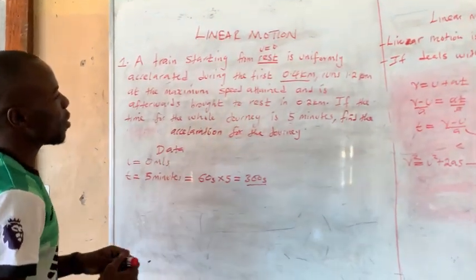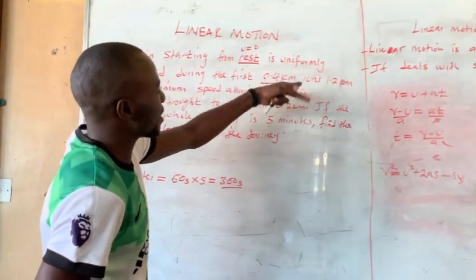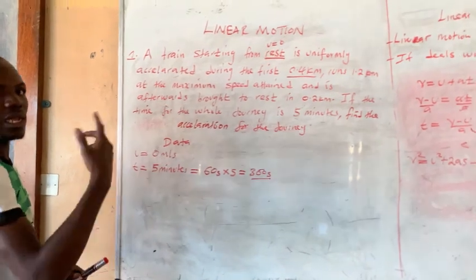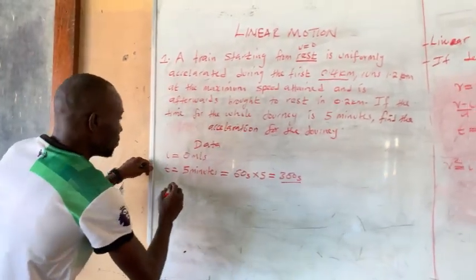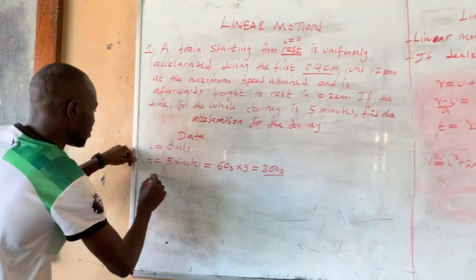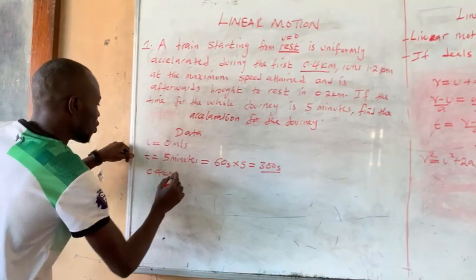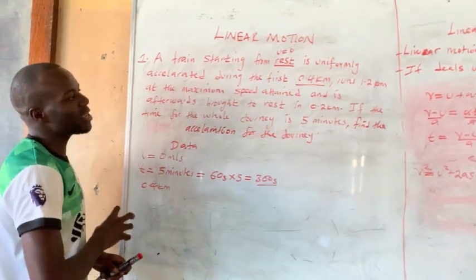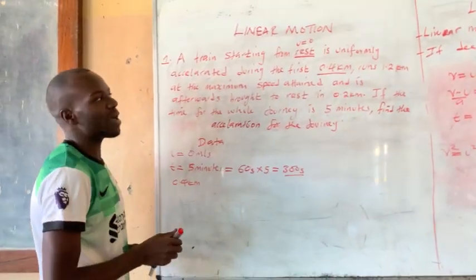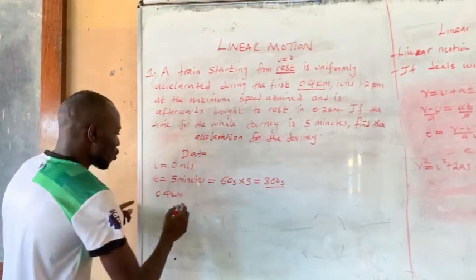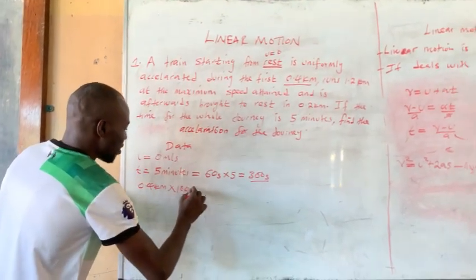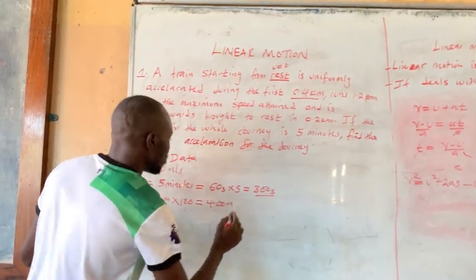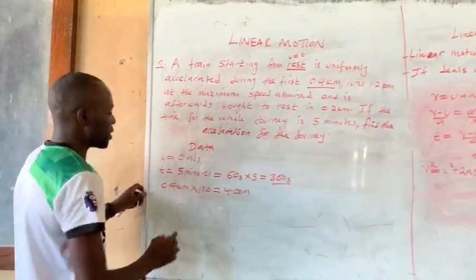What else are we given? We are given distances, and since they are in kilometers, we need to convert them into meters. The first one we are given is 0.4 kilometers. It is very easy: when converting from kilometers to meters, just multiply by 1,000. So this gives us 400 meters.